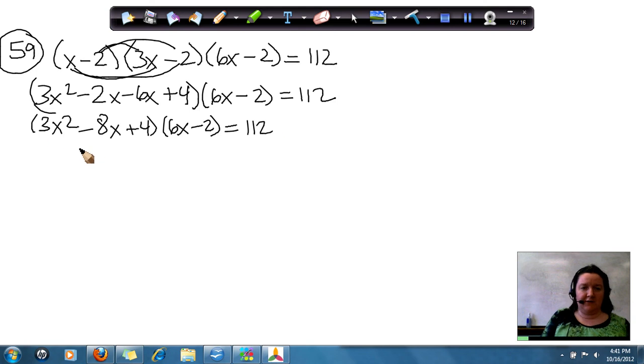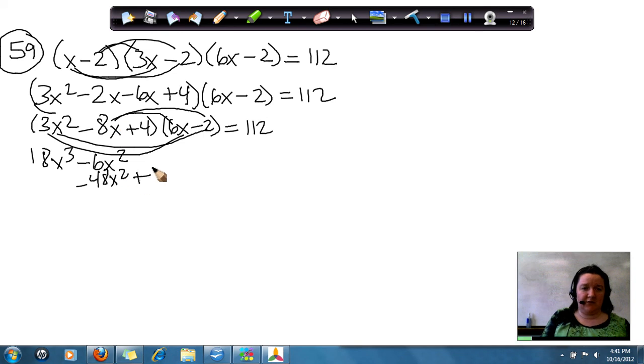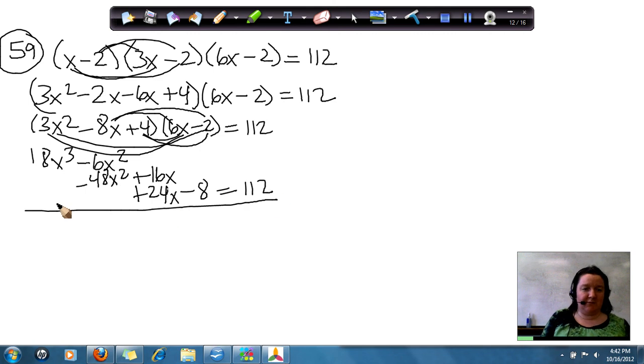Now I'm going to FOIL this out again. I'm going to get 18x to the third minus 6x squared. Multiply these, negative 48x squared plus 16x. If I multiply this, I'm going to get plus 24x. If I multiply this, minus 8, that's going to equal 112. So I'm going to combine my like terms in my stacks.